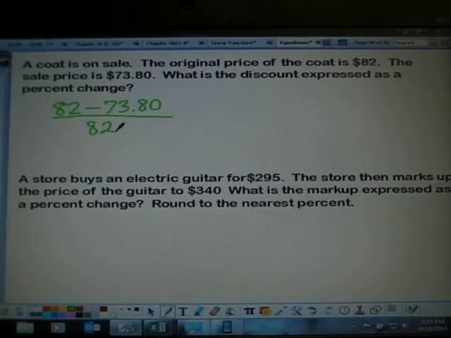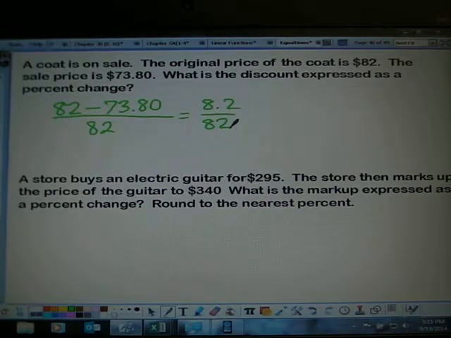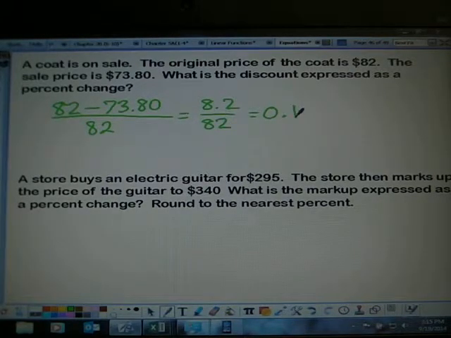What we're going to do to finish this problem is subtract the numerator. So 82 minus 73.80 gives you 8.2 over 82. And then we're going to divide. 8.2 divided by 82 gives you 0.1. Now, 0.1 is not my percent, really. We want a percent of change, but we have to change it from decimal form to percent form. So what we need to do is take that decimal and move it 2 places to the right. Fill in that 0, and now it becomes 10%.